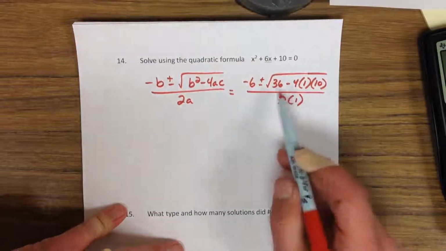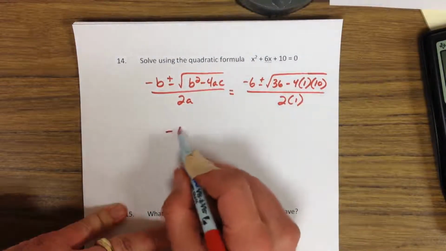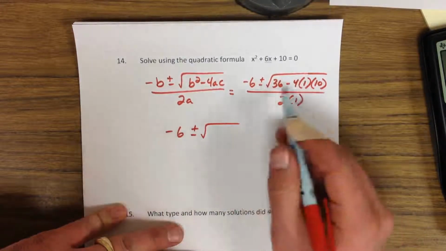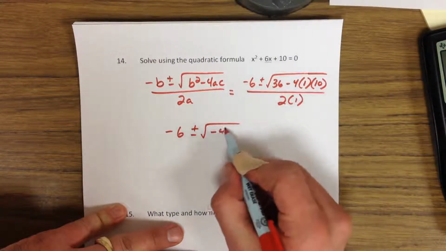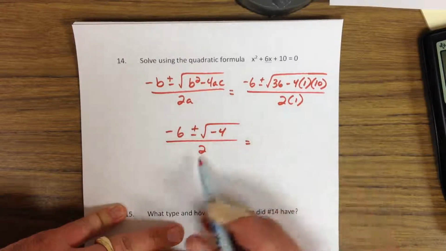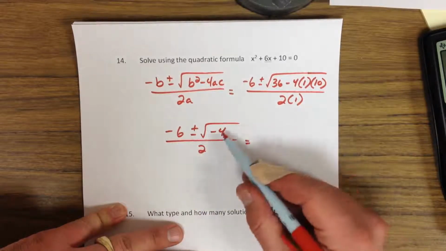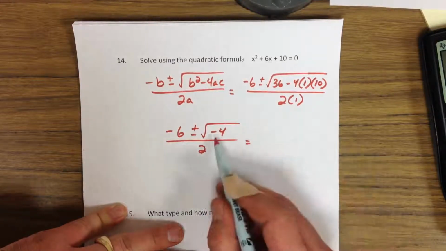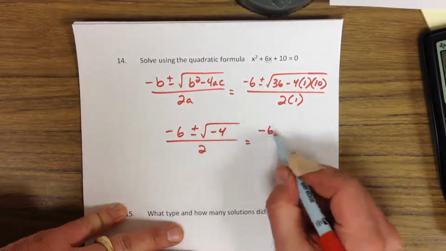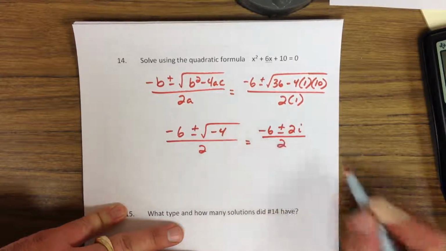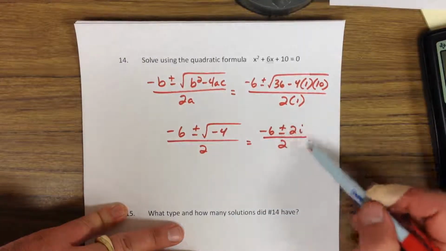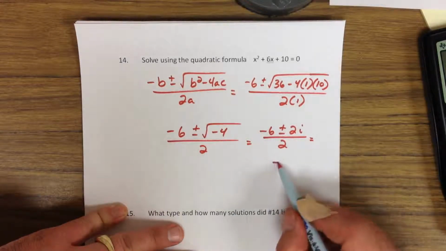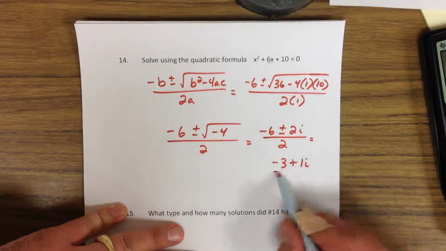Alright, so I just went ahead and squared the b and wrote it like that. Negative 6 plus or minus. When you put this all together, this is where the number one mistake lies. This is 36 minus 40, which is negative 4 over 2. So since I have a negative radical, and that's actually a perfect square, that's 2, and that's a negative 1, bring the negative out, it becomes i. So I have negative 6 plus or minus 2i over 2. Now everything is divisible by 2, so you get negative 3 plus or minus 1i over 1.